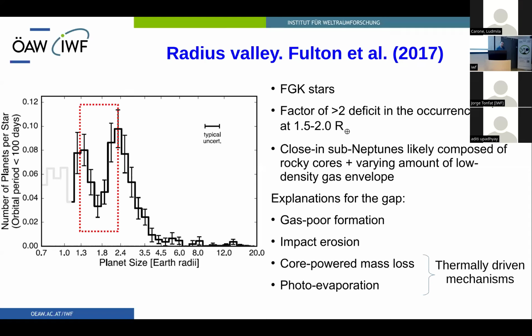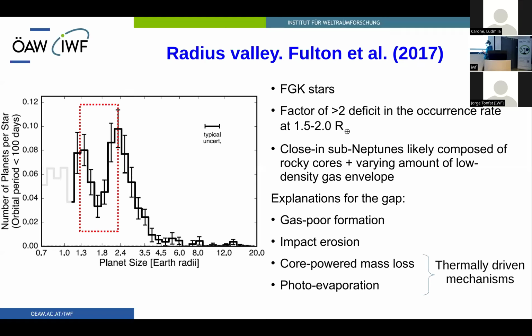Because in terms of atmospheric evolution, one may speculate that with passing time, the planet surrounded by an atmosphere may lose it. The atmosphere can be stripped away because of the high energy emission coming from the star. This is the so-called photoevaporation phenomenon, or because of the so-called core-powered mass loss. So essentially, heating coming from inside the planet releases energy and throws away the atmosphere. These two are the so-called thermally driven mechanisms.